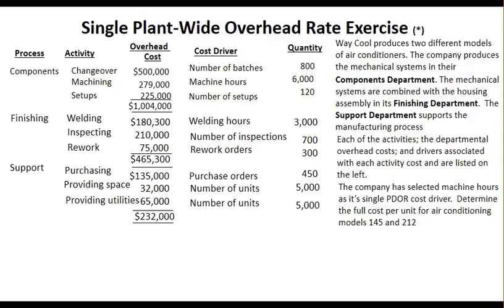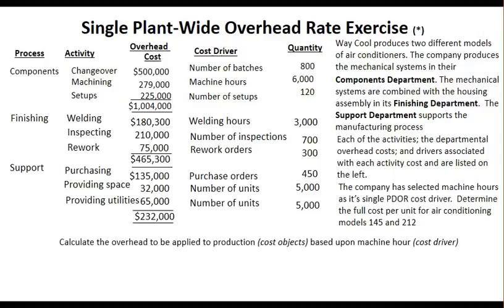So in this case, it's asking to determine the full cost per unit for air conditioning for models 145 and 212. The first thing we need to do is calculate the overhead to be applied to production, and that's our cost objects, air conditioner model 145 and model 212. So calculate the overhead to be applied back to the production, the cost objects, based upon the machine hours, which is our cost driver.